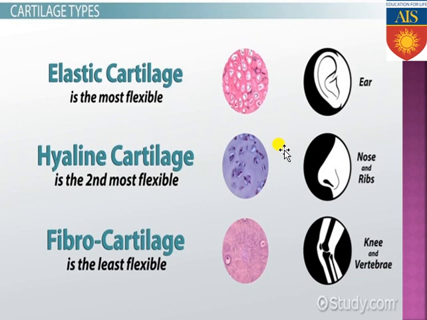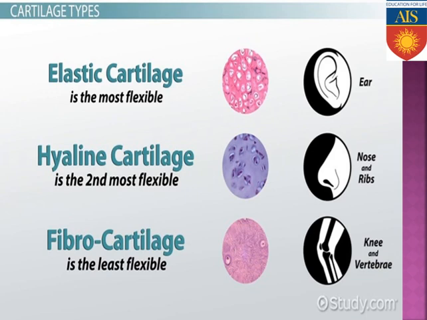There are three types of cartilage: elastic cartilage, hyaline cartilage, and fibrocartilage. Elastic cartilage is the most flexible type of cartilage, and it is present in the ear. For that reason you can understand the ear is so soft, because the cartilaginous portion is so elastic. Hyaline cartilage is the second most flexible cartilage, and it makes up our nose. That's why the nose is also soft, but not as soft as the ear.